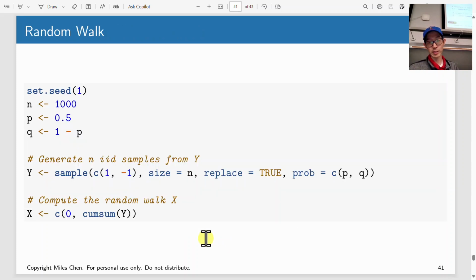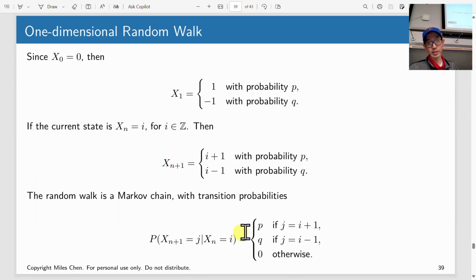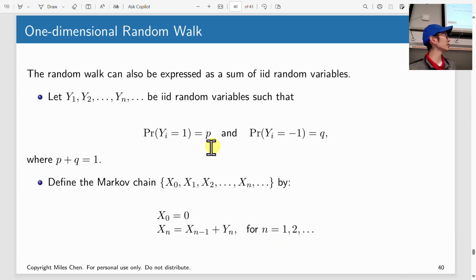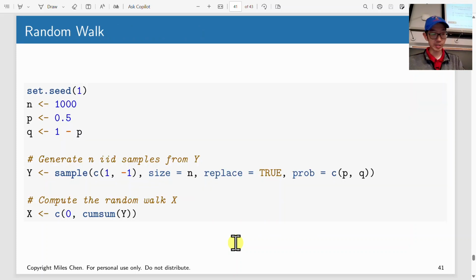So rather than saying I'm currently here and we're going to add one or subtract one with these probabilities, we can just generate a sequence of plus ones and minus ones and then take a cumulative sum of all of these things. And so we can generate our Markov chain like so. I want 1,000 of these. We'll just do an even coin flip: P is 0.5, Q is 0.5. I'm going to randomly sample either a 1 or a negative 1 with probabilities P or Q, replace equals true, and then look at the cumulative sum.